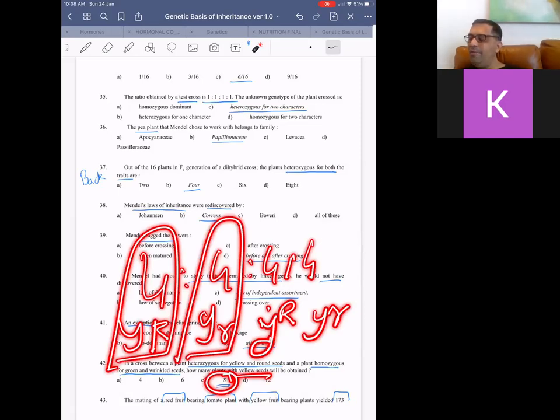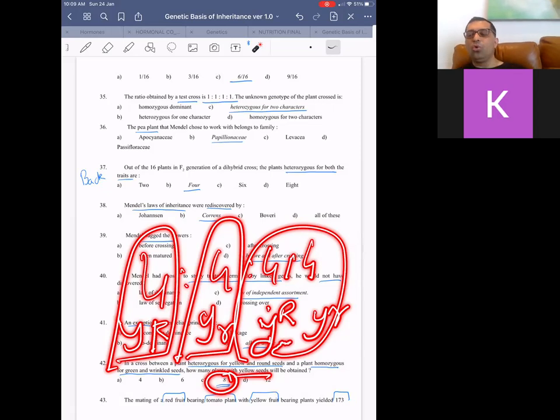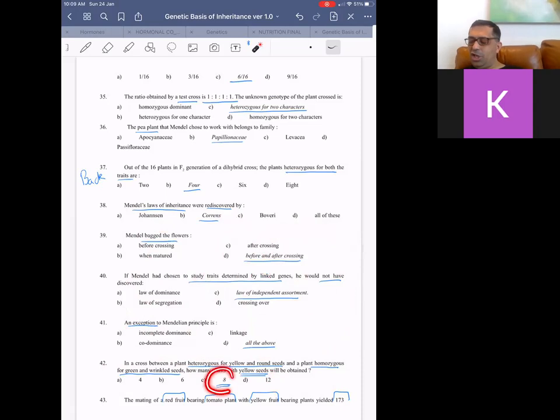By the way, how many will be green? Green will be 8. 4 green wrinkled, 4 green round. How many are round? Round will be 8. 4 will be yellow round, 4 will be green round. How many are wrinkled? 8. 4 are yellow wrinkled, 4 are green wrinkled. तो कोई भी कैरेक्टरिस्टिक पूछा, आंसर क्या आएगा? 8. ये अच्छा क्वेश्चन है, इसे याद रखना.